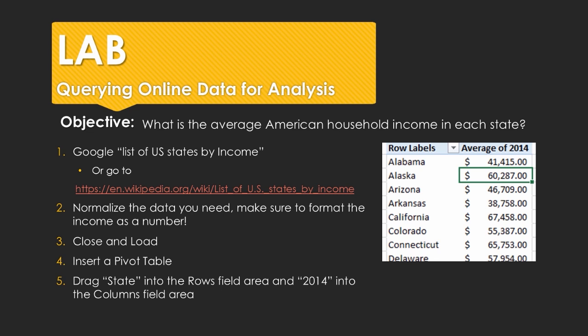After that, you will want to normalize your data. The most important thing about normalizing your data is making sure that your numbers are being formatted as numbers and not as text. When you're done, you'll make a pivot table, and it should look something like the pivot table on the right-hand side. Remember, if you can't figure out how to do this, or you don't feel like you want to do this, it really doesn't have an effect on the rest of the class. Good luck!